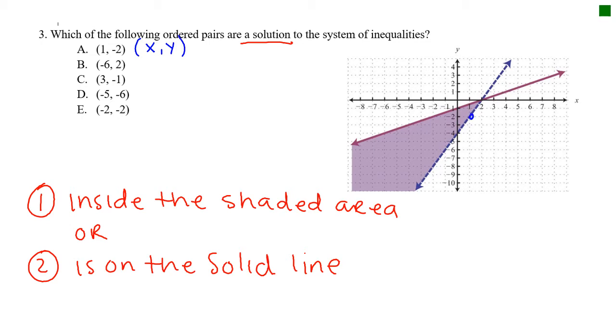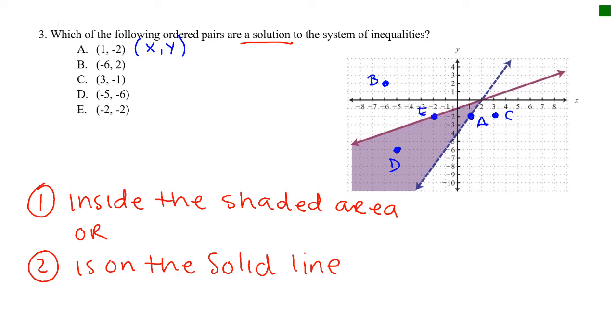So that means it's this point right here. This is point A. Point B is -6 and 2. That's right here. This is point B. All right. Point C is at 3 and -1. 3 and -1 is right here. That's point C. Point D is at -5 and -6. So -5, -6. This is point D. And E, -2 and -2, that's right here.